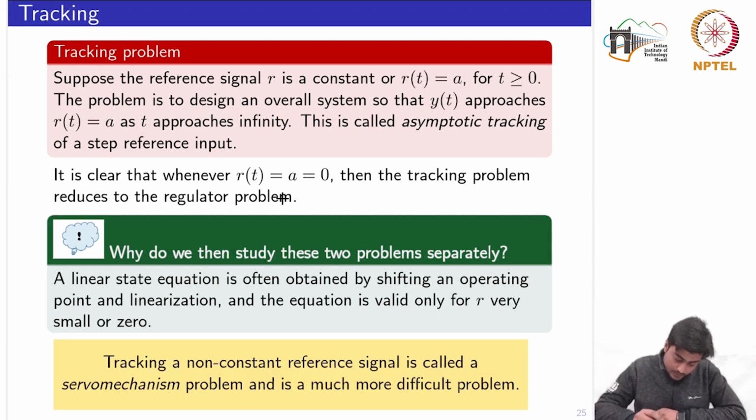Now suppose the reference signal is no longer a constant signal but a time varying signal, let's say a sinusoidal signal. That problem is called the servo mechanism problem, and it is a much more difficult problem. We won't be addressing the servo mechanism problem, but along with the solution of the tracking problem, those problems could also be dealt with. Now we will see how you can achieve tracking for any constant reference signal.